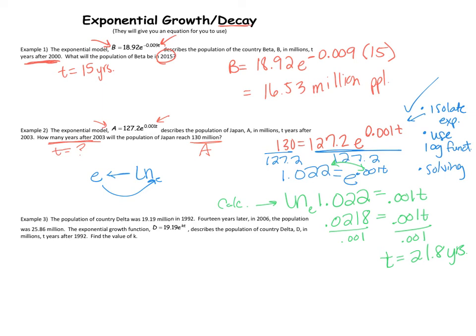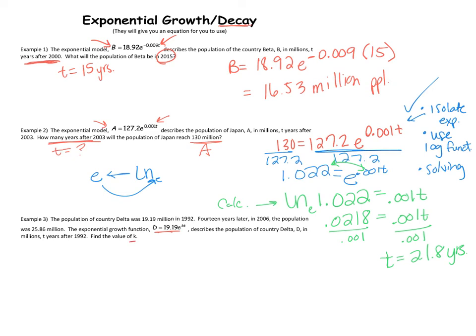Okay? So let's try one more example to make sure that we understand how to do these exponential growth and decay problems. Okay, this says the population of country Delta was 19.19 million in 1992. 14 years later, in 2006, the population was 25.86 million. The exponential growth function, they give me a function here, describes the population of country Delta D in millions, t years after 1992. And we want to find the k.